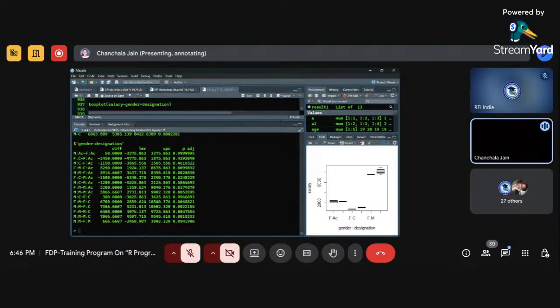Male clerk and female clerk, there is no significant difference. Female manager and female clerk, there is a significant difference. Male manager and female clerk, there is a significant difference. Female manager and male clerk, there is a significant difference. Male manager and male clerk, there is a significant difference. Male manager and female manager, there is no significant difference.